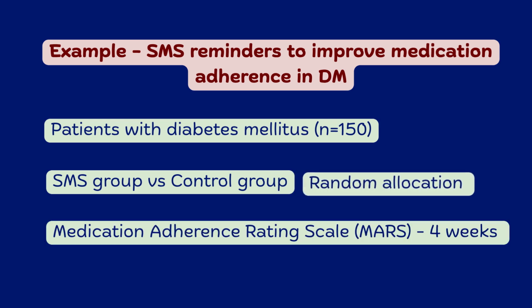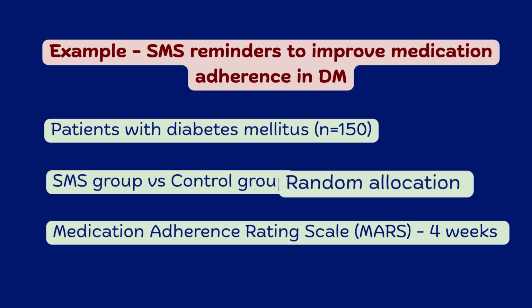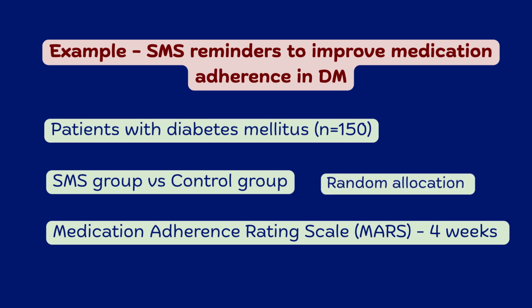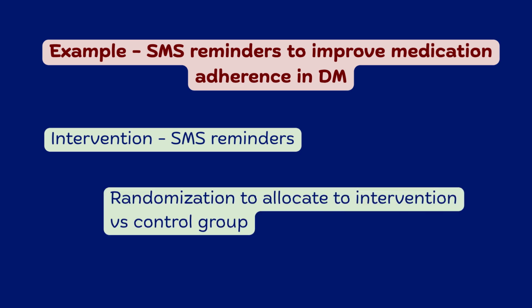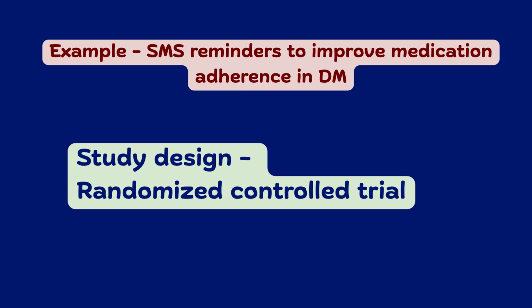At the end of 4 weeks, they administered standard rating scales to measure medication adherence in both groups and compared the scores between the groups using standard statistical tests. This is an interventional study as the researchers provided SMS reminders as the study intervention for the purpose of the study. Since they used randomization to decide which participants were allocated to the intervention versus the control group, this was described as a randomized controlled trial.